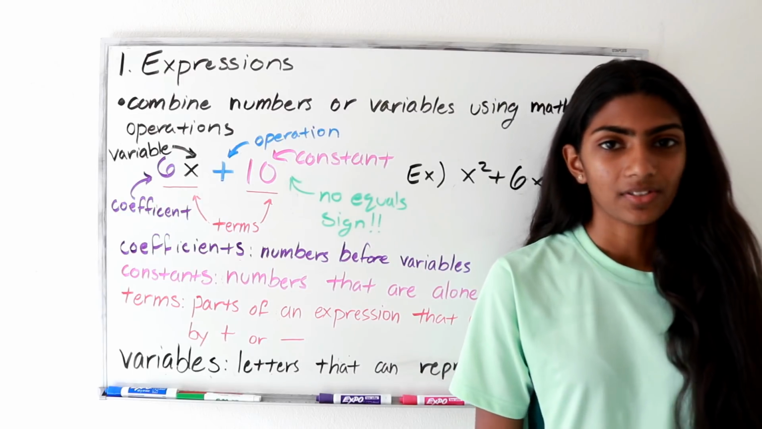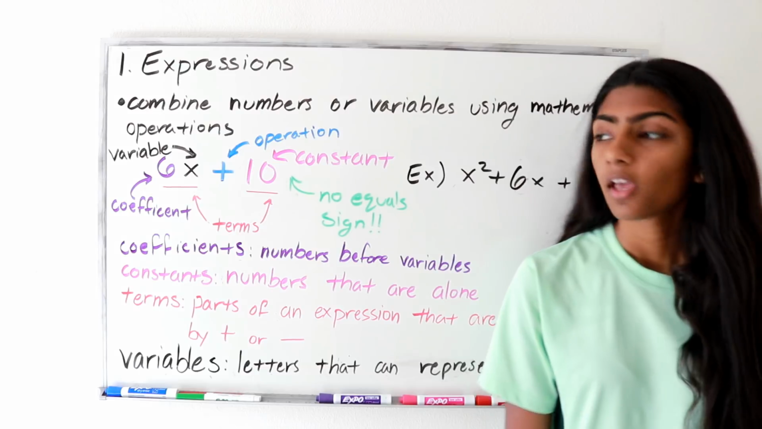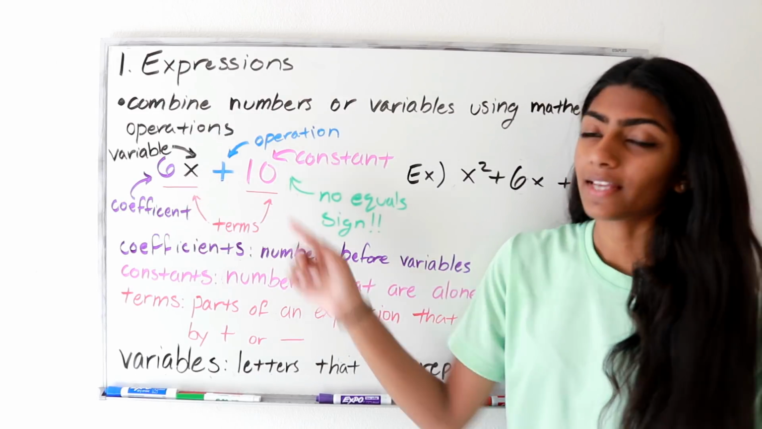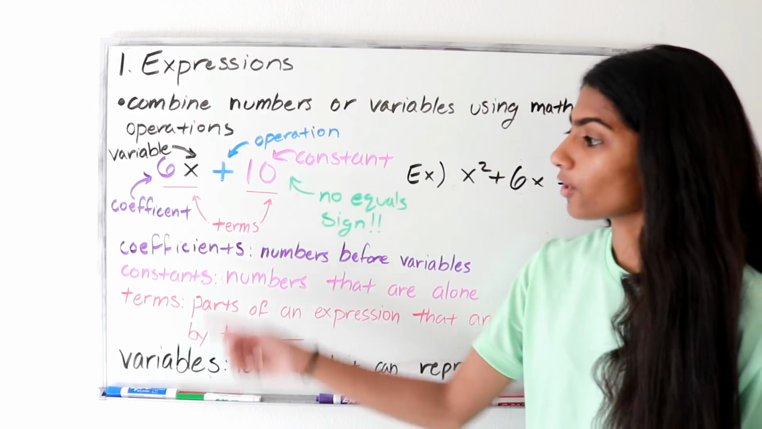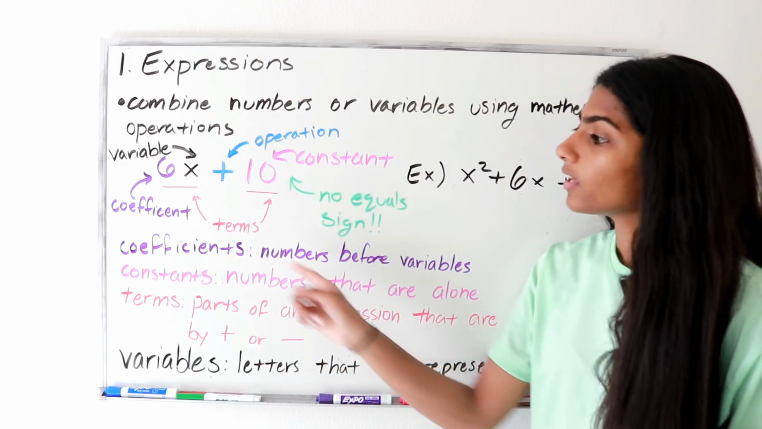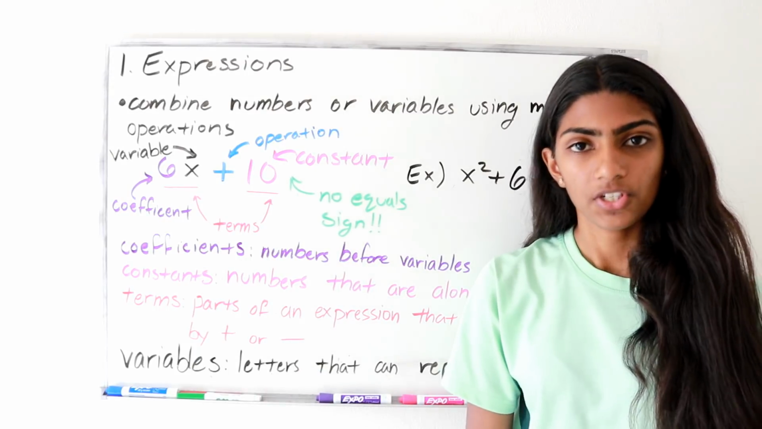Let's start with expressions. When you combine numbers or variables using mathematical operations, you get an expression. So let's look at this expression right here, 6x plus 10, and let's break it down into its parts. The first part is a coefficient, and a coefficient is a number that is right before a variable. So the number 6 is right before the variable x, so that makes 6 a coefficient.